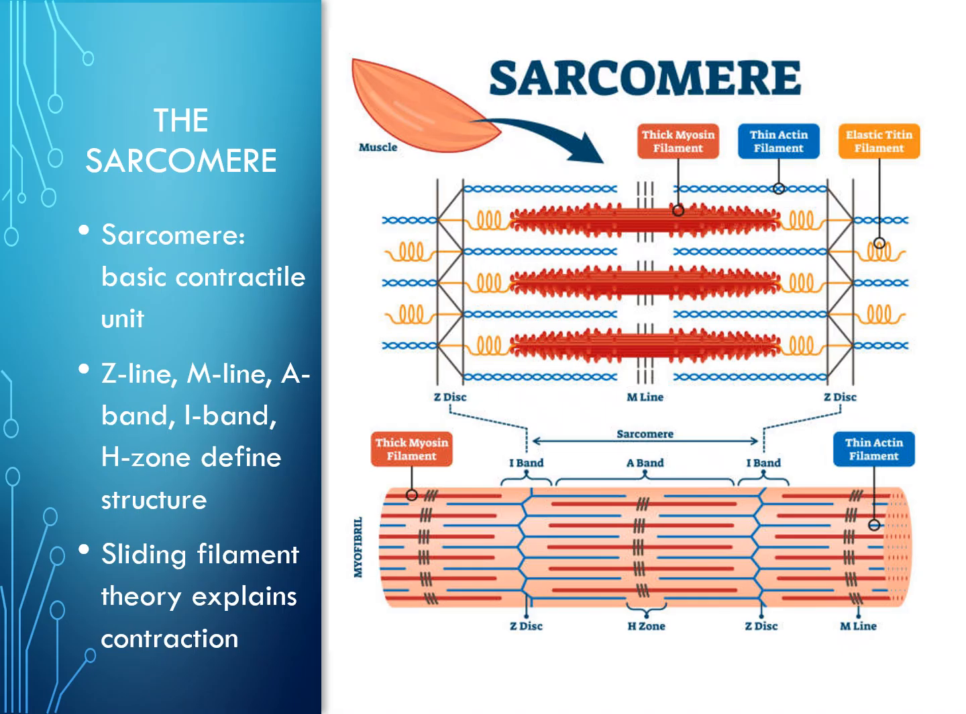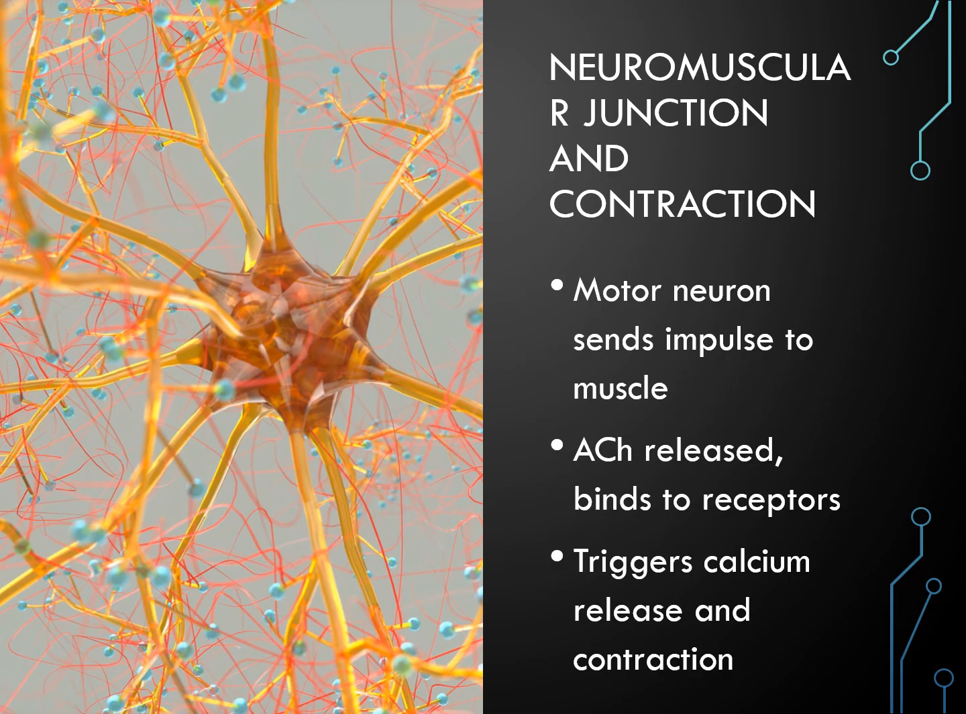Sliding filament theory. This theory explains how muscles contract. When a muscle is stimulated, calcium ions are released from the sarcoplasmic reticulum, and myosin heads bind to actin and pull the filaments inward. This action shortens the sarcomere, creating contraction. The process requires both ATP and calcium to trigger the interaction between actin and myosin, with a signal from the brain.